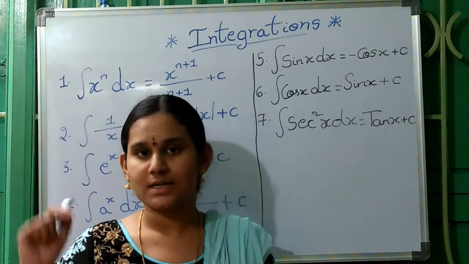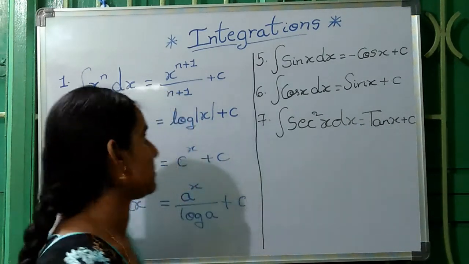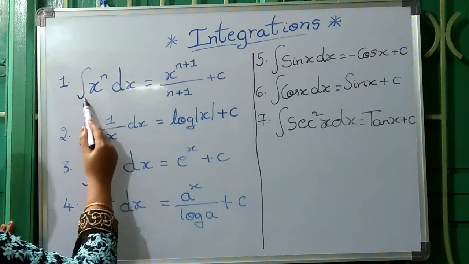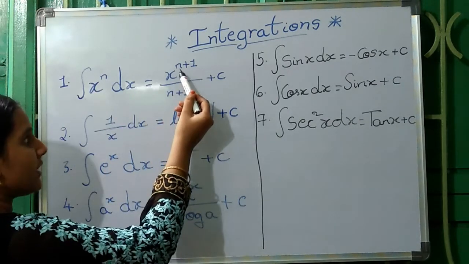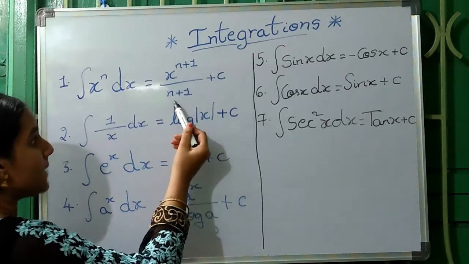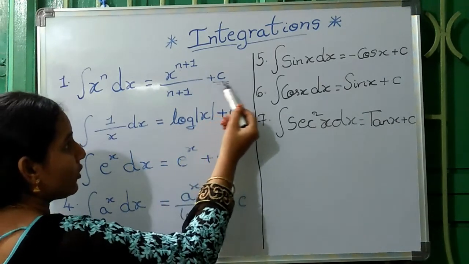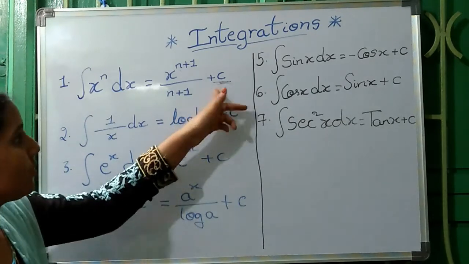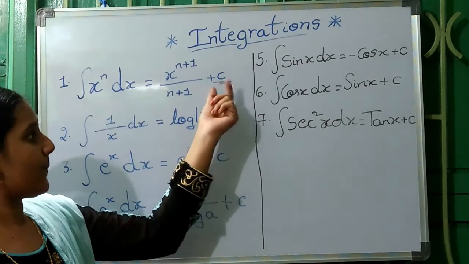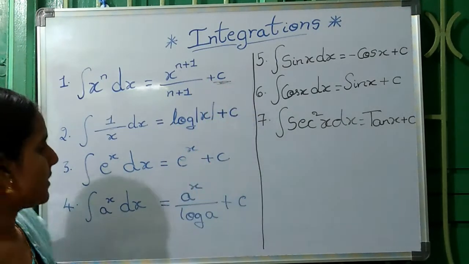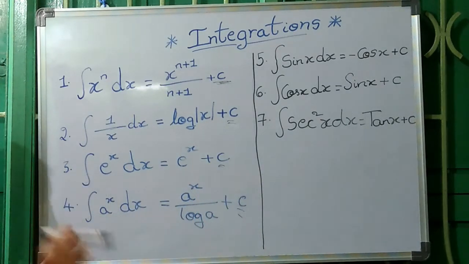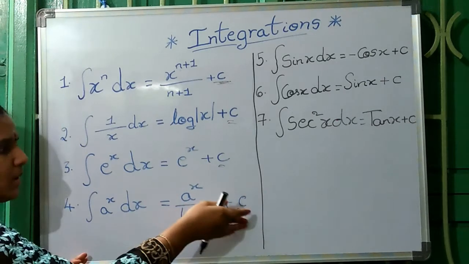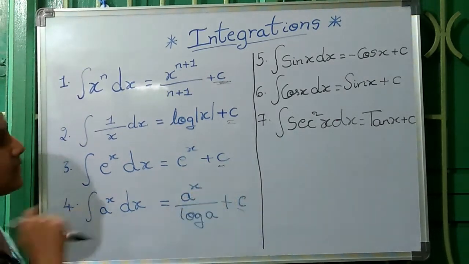Now let us see the list of formulae for integration. The first one is integral x power n dx is equal to x power n plus 1 by n plus 1 plus c. Before, I mentioned that we have to place a constant like this for every integration. For every indefinite integration we have to place plus c.